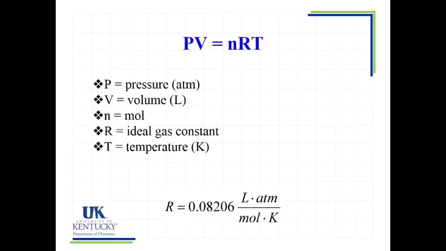Now, if you notice at the bottom, we have the value of R. This is a constant, and what we see is the value is 0.08206 liters atmospheres per mole Kelvin. So if you're working a problem and you forget what the units should be, you can always look at this as a reference, because remember, we need our units to cancel out in order to get to the correct units for the unknown value for which we are solving.